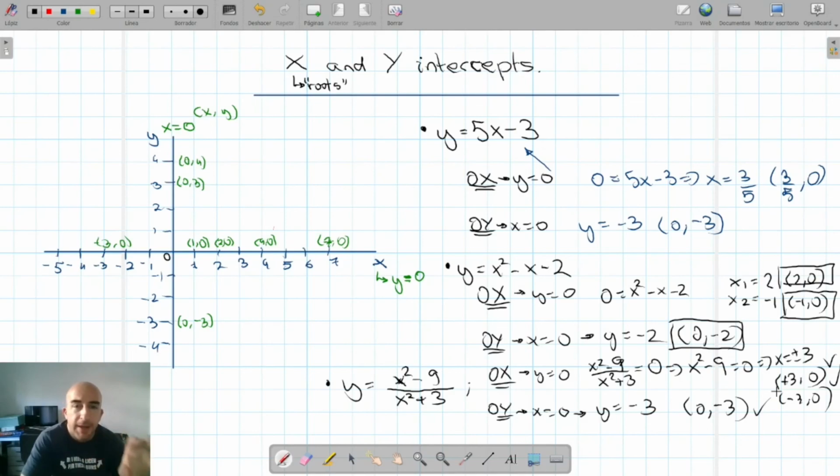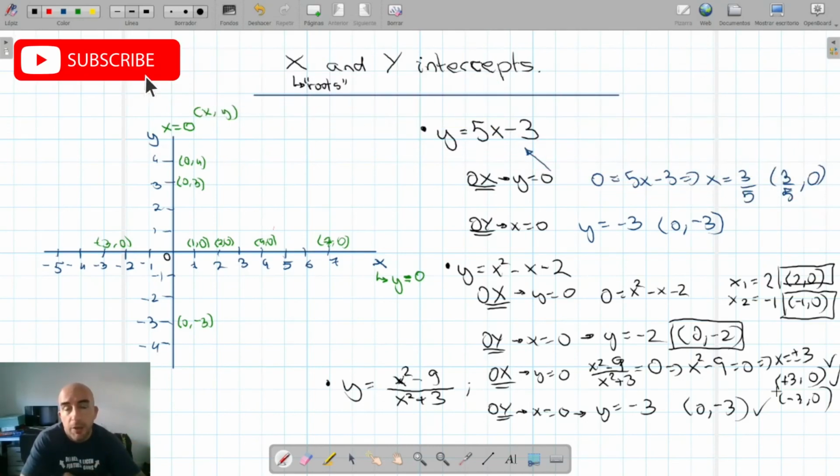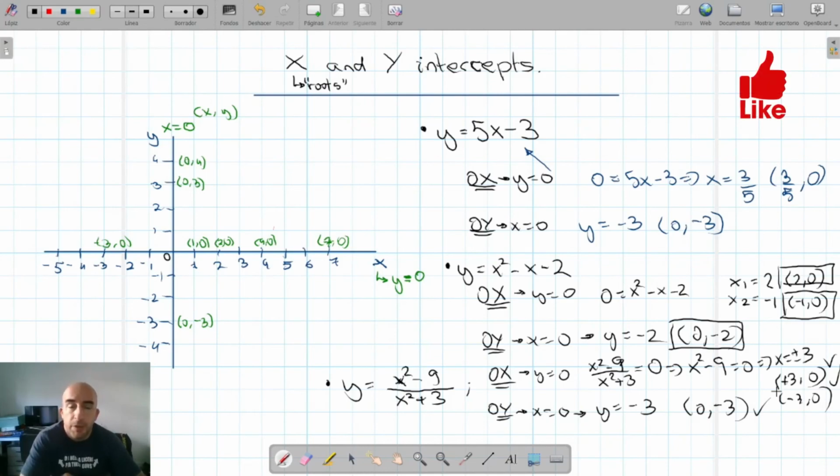So again, it's very easy. If you want to find the x and y intercepts of a graph, you just have to remember the x-axis has the equation y equals 0, and the y-axis has the equation x equals 0. Apply those conditions on the function that you're given, and you will get the results for each intercept. Okay, I hope it helps.